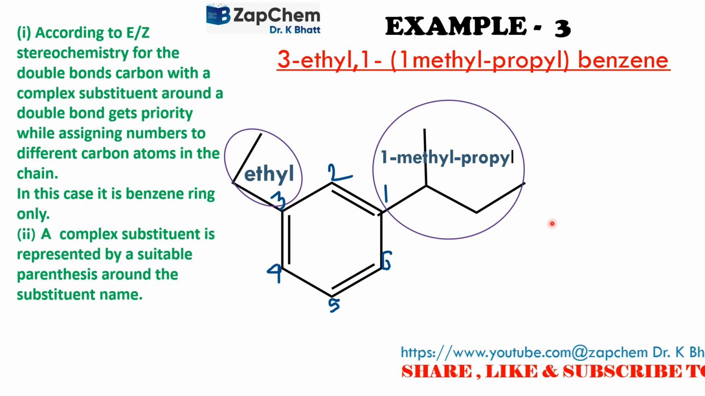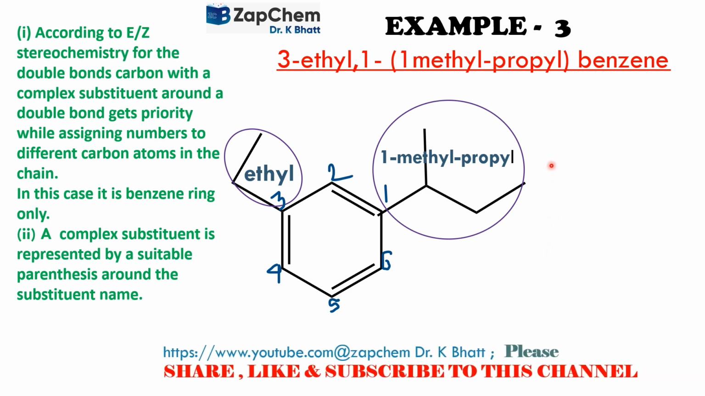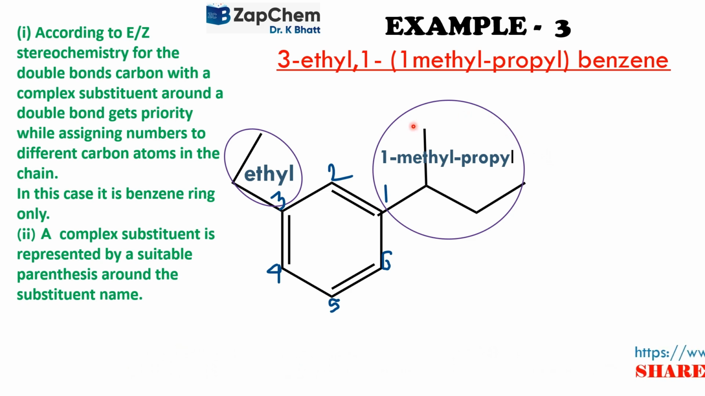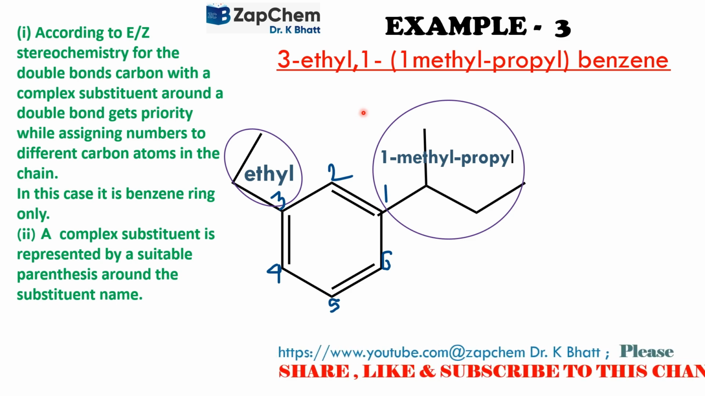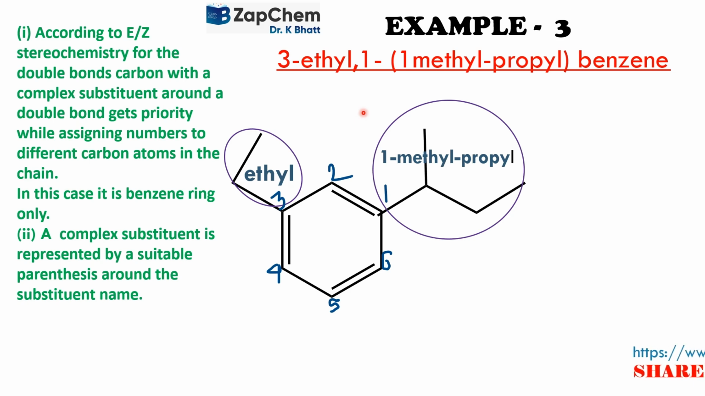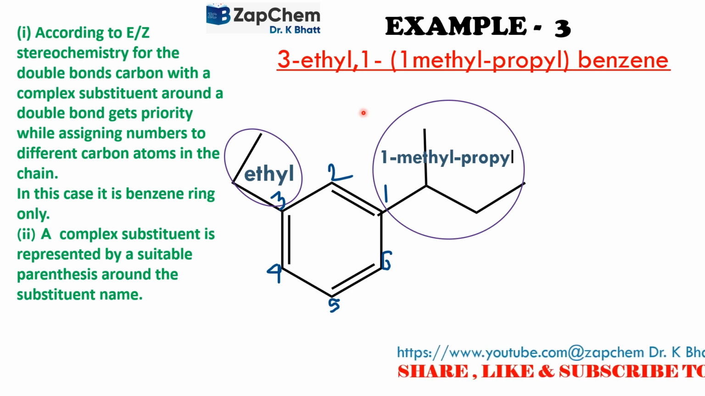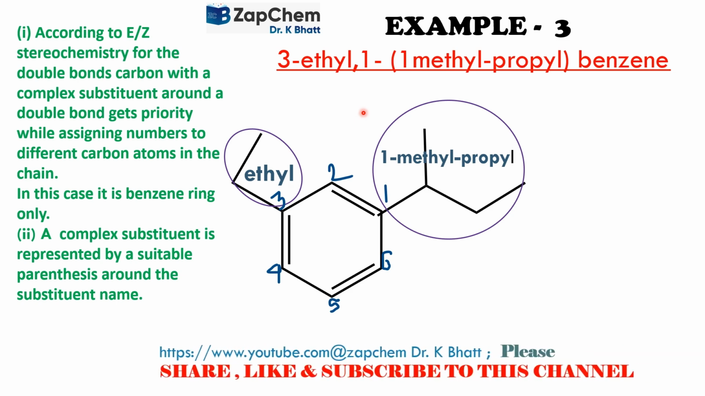Okay, so this way we have taken up 3 examples of 3 different types. I suppose if you practice it, you will find it convenient to assign IUPAC names to several other similar complex structures, maybe cyclic or even simple structures.